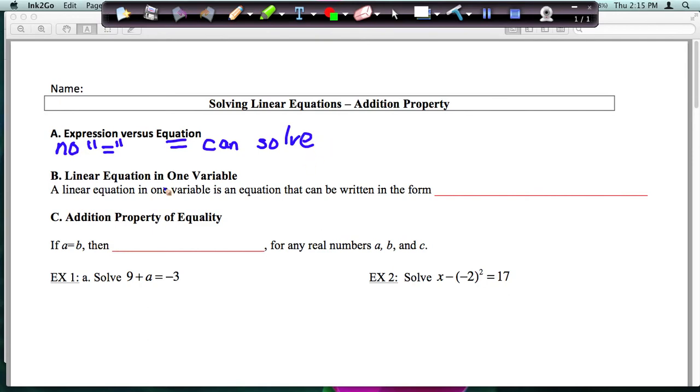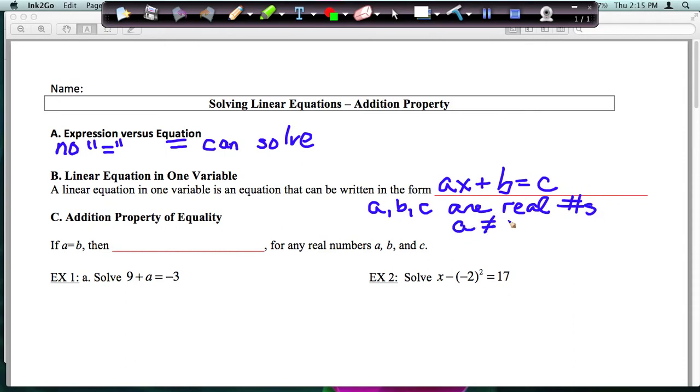So we're going to be starting with a linear equation in one variable. And a linear equation in one variable can be written in the form ax plus b equals c, where a, b, and c are real numbers. So we're not talking about imaginary numbers here. I'm just going to abbreviate this. And then one other important part is that a cannot equal 0. And if you think about it, if a was 0, you would have 0 times x, which is 0, and you don't have a variable. So then your linear equation is gone.